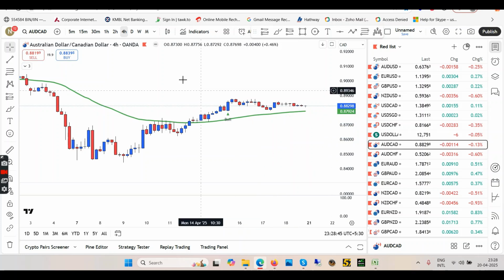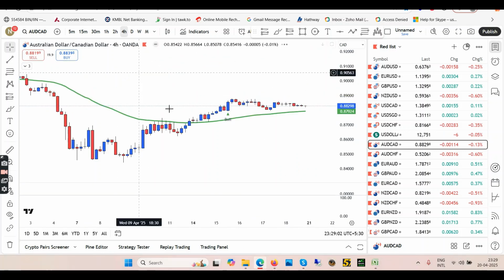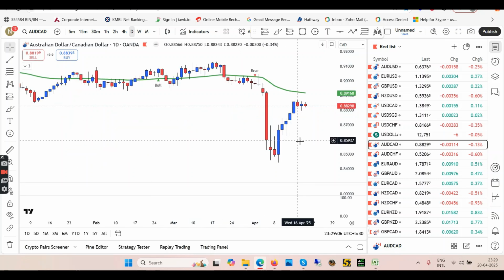Anyways, so the basics are quite simple. You have to look at 3 time frames: weekly, daily, and 4-hour. Out of these 3 time frames, 2 time frames need to be in the same direction. So for now, weekly is sell, daily is also sell, but 4-hour is buy. What is supposed to happen? What could happen here? 2 possibilities: either this will continue the downtrend, or it will break the EMA in daily and it will continue the uptrend.